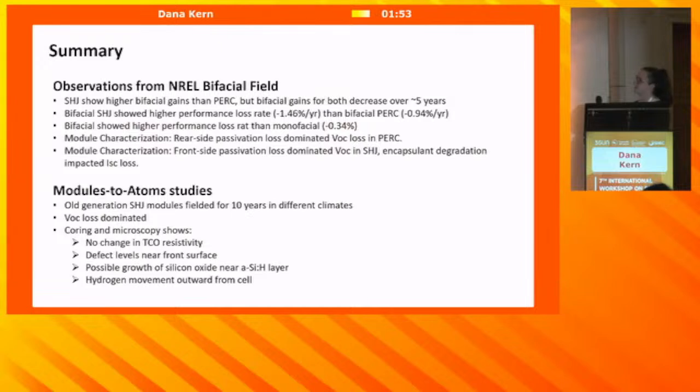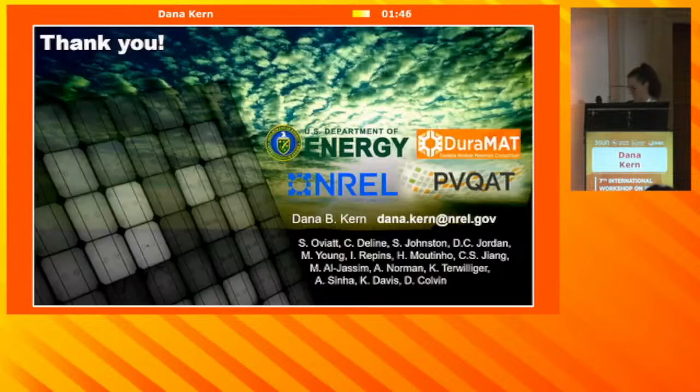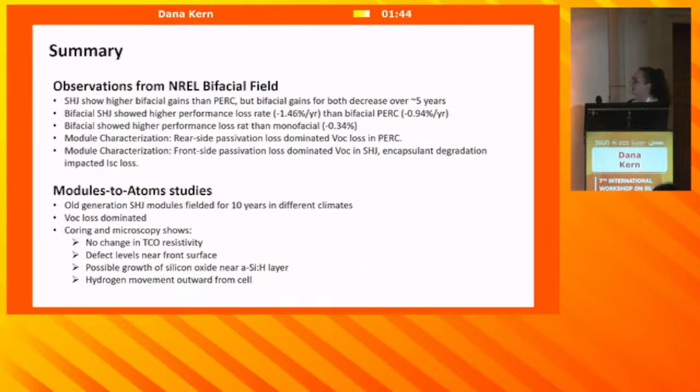For the microscopic studies, we studied a different silicon heterojunction module that was aged outdoors for 10 years, and it was dominated by VOC loss, which we believe was related to these factors of the defect level near the surface, possible silicon hydrogen out diffusion, and growth of a silicon oxide layer near the TCO interface.